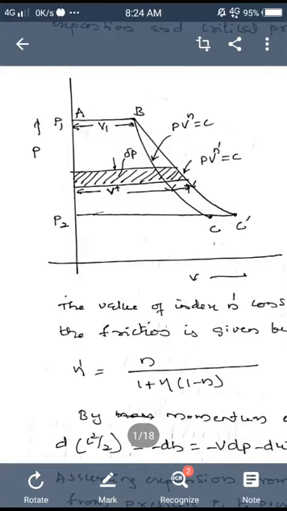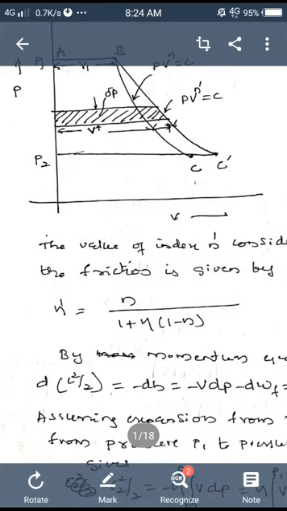The actual index of expansion n' is given by n' = n / (1 + η(1 − n)), where η is the nozzle efficiency. Nozzle efficiency has already been defined earlier: nozzle efficiency is equal to adiabatic heat drop divided by actual heat drop.